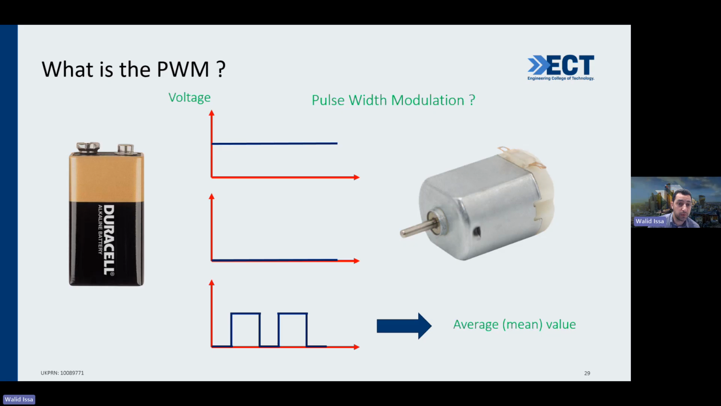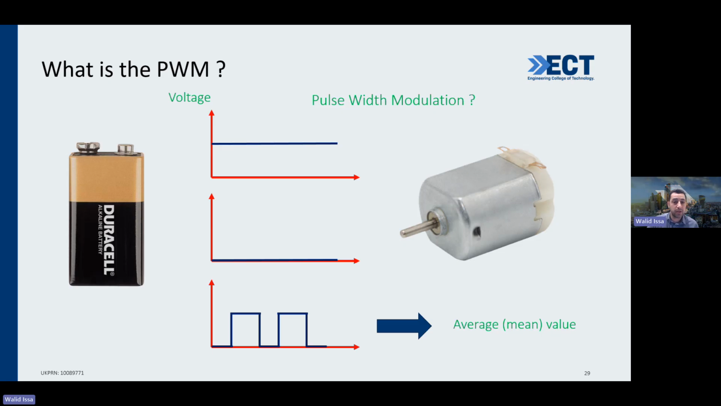We have to use PWM. We will see now the advantage of PWM. With PWM, you can supply the full voltage from your battery to your motor, and that's the constant one, or you stop the supply. So we can chop our supply on and off, on and off, on and off like this, and this is the PWM.